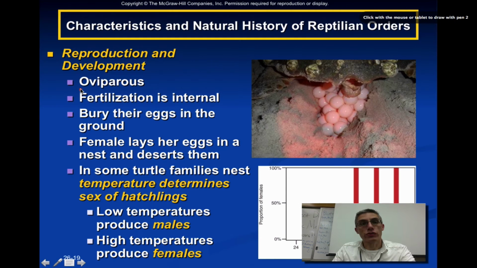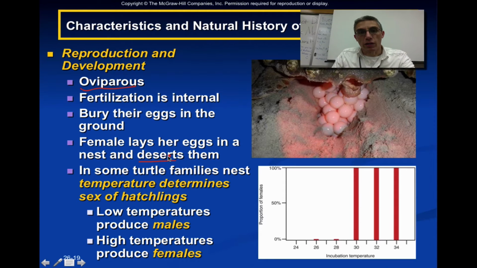Now, turtles and tortoises are considered oviparous, which means they are egg layers and fertilization is internal. Most groups will bury their eggs in the ground. When the female is ready to lay her eggs, she's going to build a pretty simple nest, typically with her hind feet, lay her eggs, and cover them up, and then after that she pretty much deserts these eggs. Now, in some turtle families, the nest temperature will actually determine the sex of hatchlings.